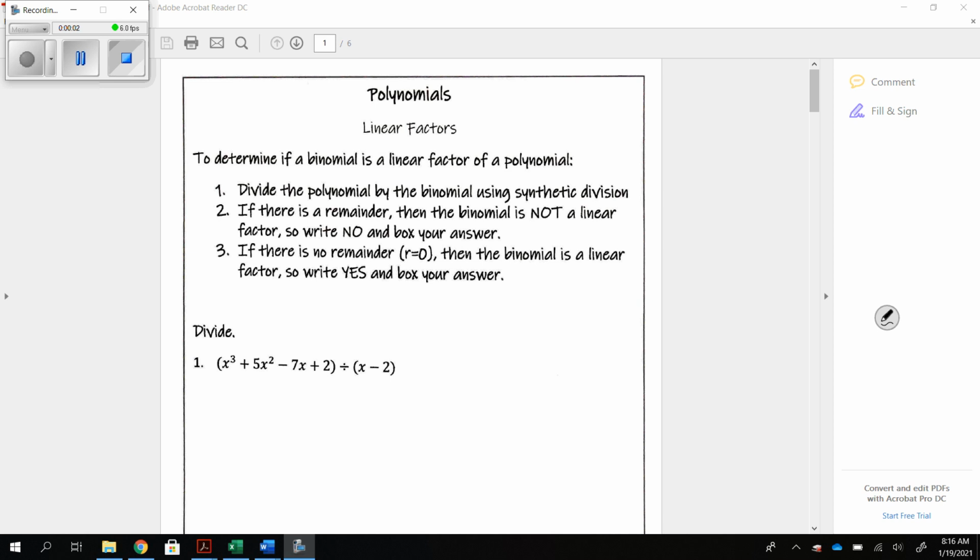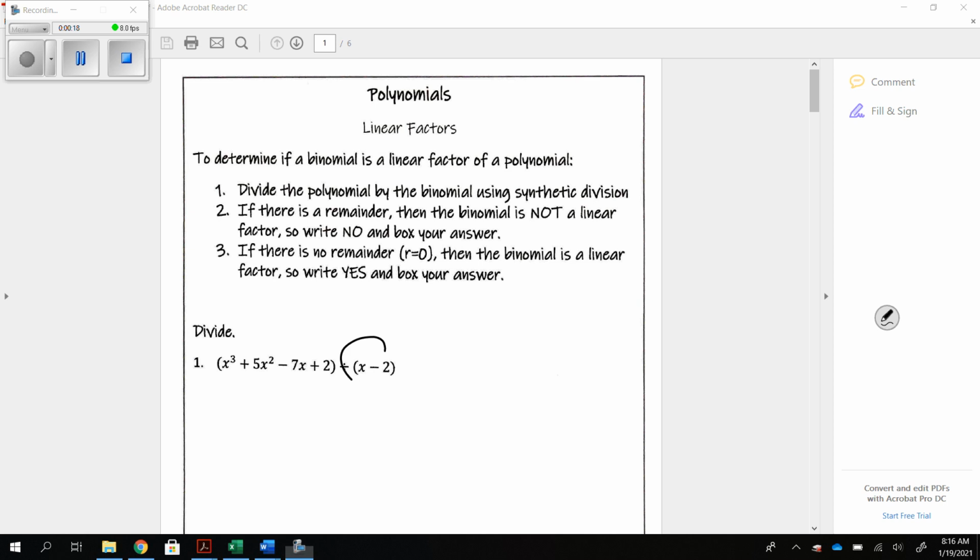Alright, continuing on with our easy week, we're moving on to linear factors of polynomials. And this is it, I'm going to read it. To determine if a binomial is a linear factor of a polynomial, you divide the polynomial by the binomial.